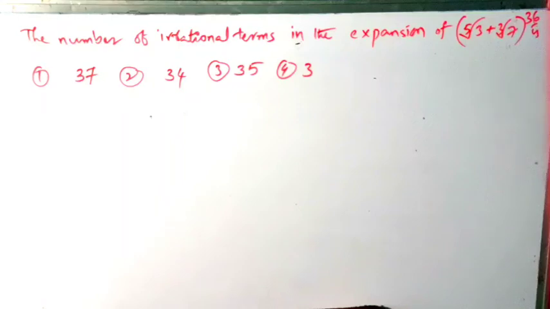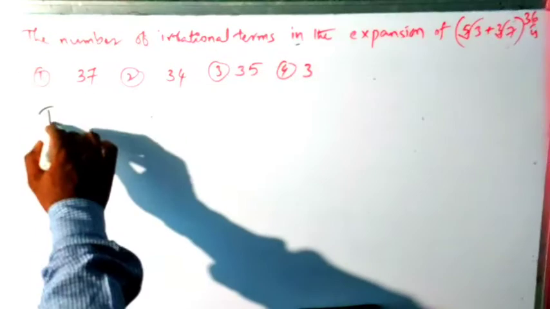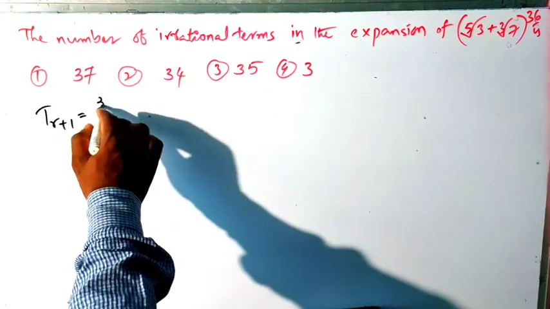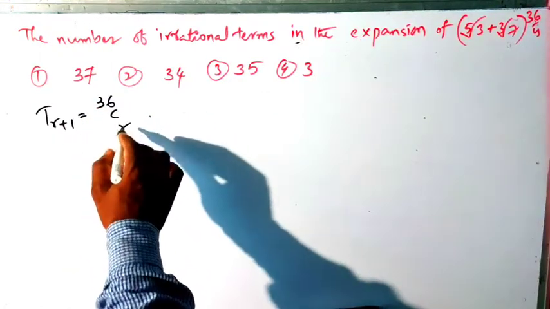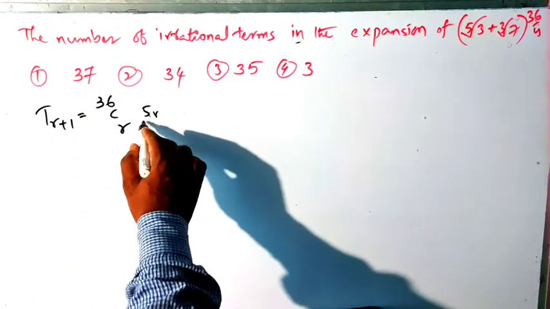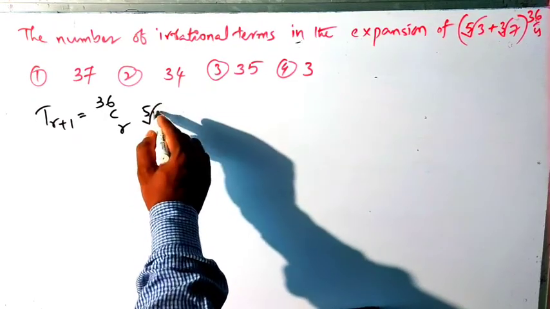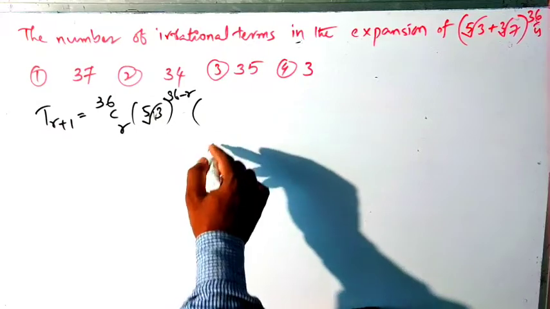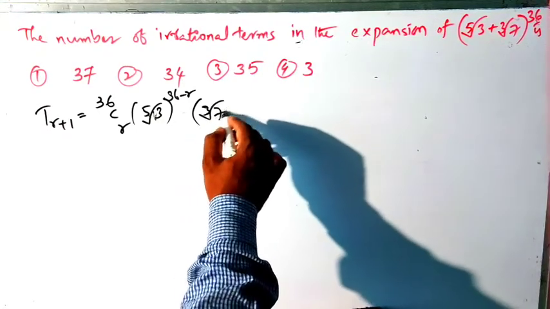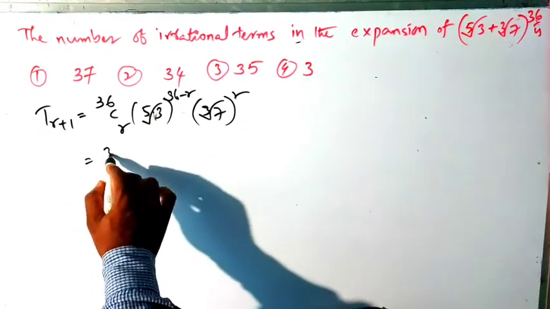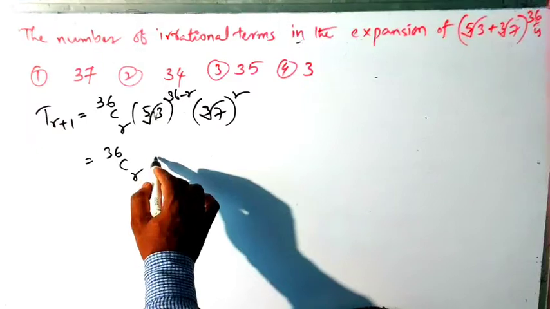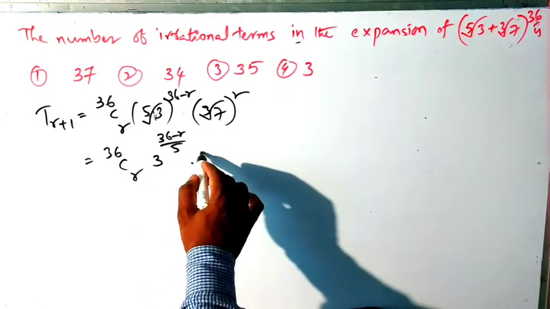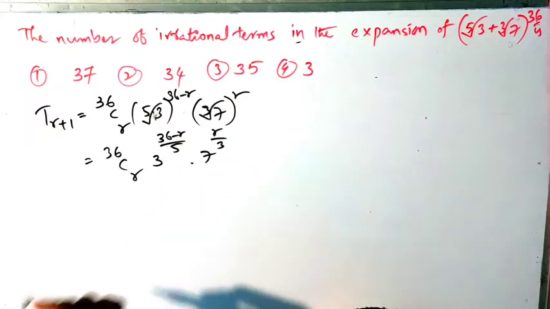Same process. We write directly the general term T(r+1) equals nCr x. What is n here? 36 is n. 36Cr x. What is x here? (5th root of 3) whole power of 36 minus r and (cube root of 7) whole power of r. So we write 36Cr, 3 power (36-r)/5 we get here, and 7 power r/3 we get here.